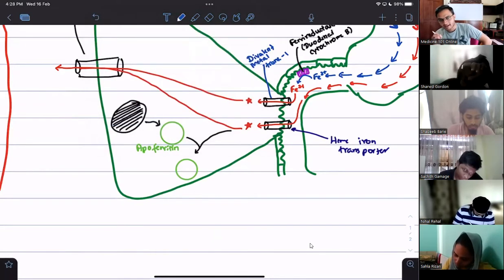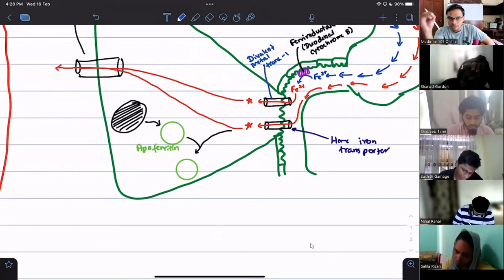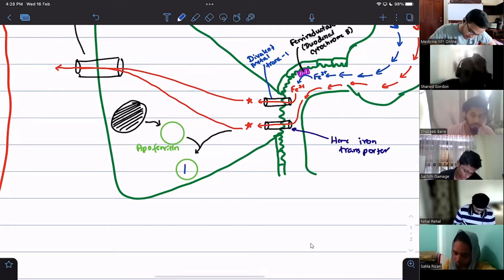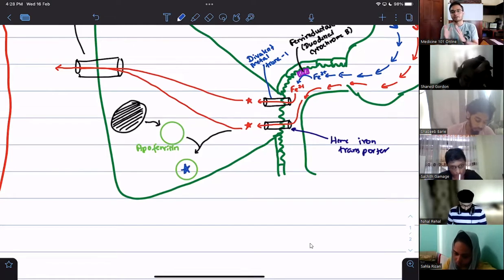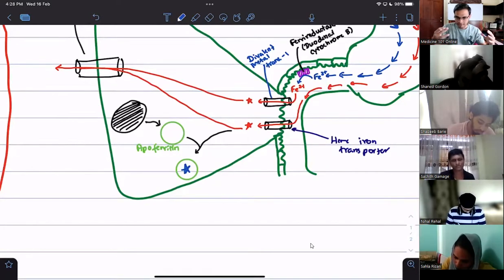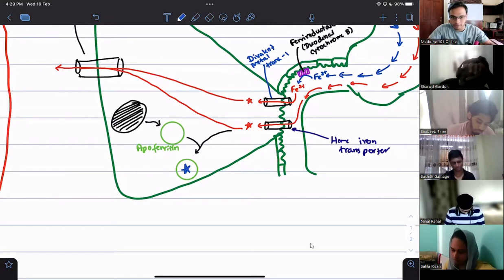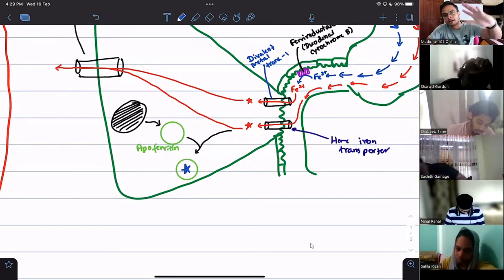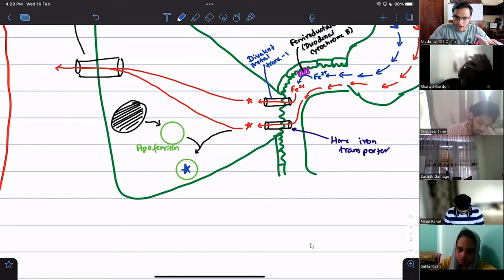Now, here's the important thing, guys. Apoferritin reacts with the Fe2 plus form, the ferrous form, right? But when it's storing the iron, it stores it in the ferric form, right? Very important to understand. Apoferritin takes the ferrous iron, and then there are some reactions going on inside. We don't need to go to that biochemistry level, but just know it stores it in the Fe3 plus form. Now, apoferritin, once it takes up the iron, what do we call it?